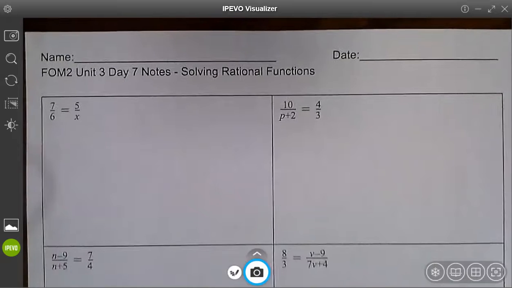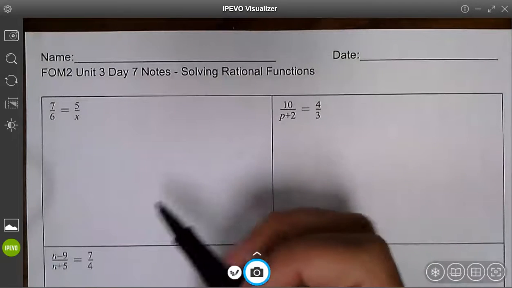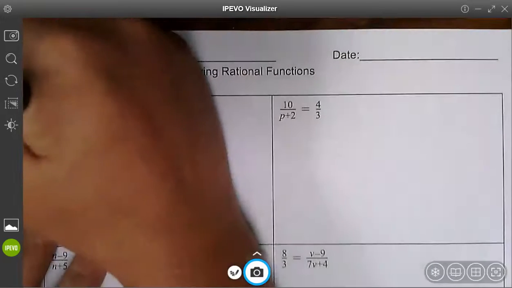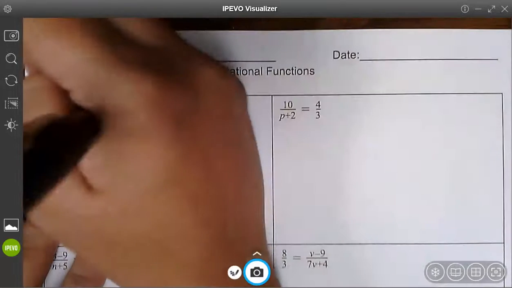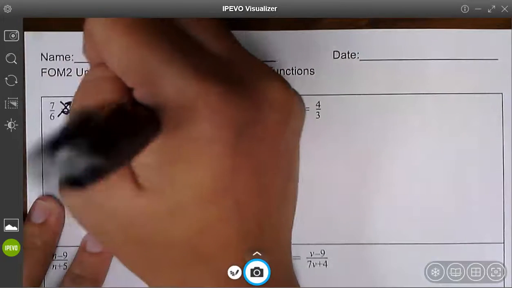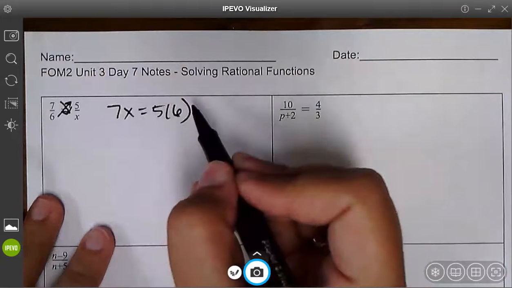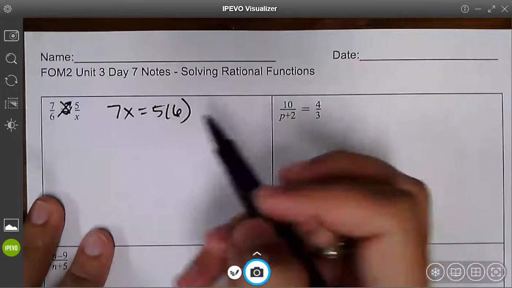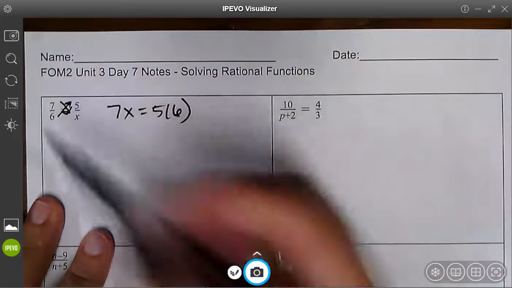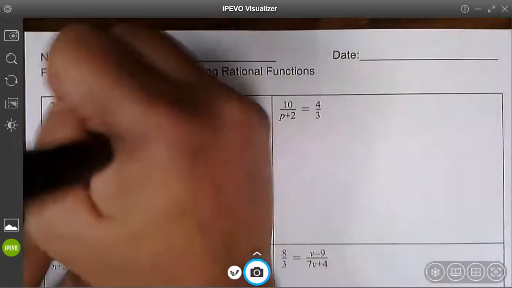All right, so when you have a fraction equals a fraction, they're pretty easy to solve. All you have to do is cross multiply. So we have 7 times x equals 5 times 6. It's okay if you have 5 times 6 on the left and 7 times x on the right. That's fine, as long as the crisscross ones are the ones that are together. You have 7x equals 30.